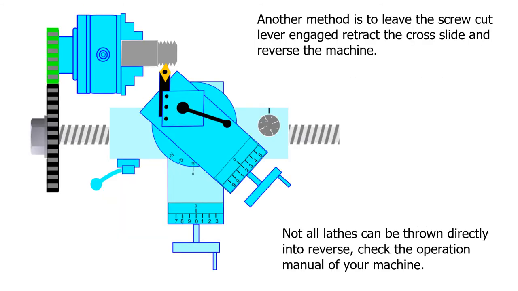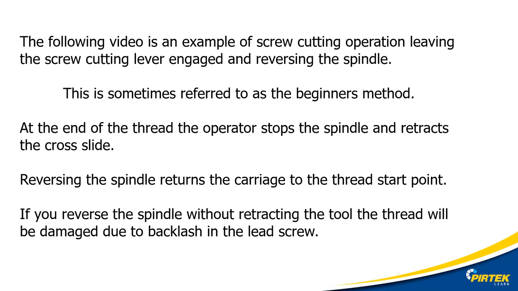Another popular method for screw cutting is to leave the screw cutting lever engaged and throw the machine in reverse while retracting the cross slide at the same time. The thread depth is still set by the top slide. Not all lathes can be reversed immediately. Check with your lathe's operation manual. The following video is an example of screw cutting, leaving the screw cutting lever engaged and reversing the spindle. This is sometimes referred to as the beginner's method.